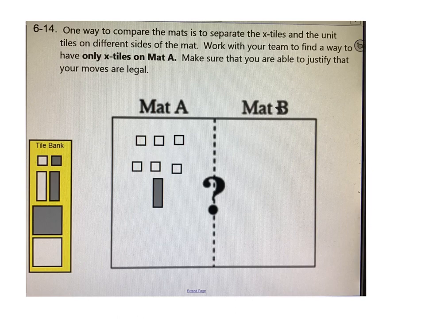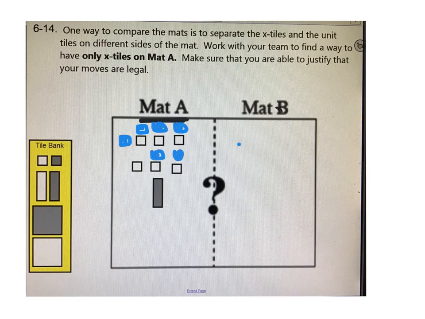So I'm going to show you a way that you can do it, and this is the third legal move. What you can do is add in or take away anything you want as long as you do it to both sides. So over here, my goal on mat A is to get just x tiles. So I need to try to get rid of these 6 negative tiles. Well, to do that, I can add in 6 positive tiles. So if I add in 6 positives, 2, 3, 4, 5, 6.